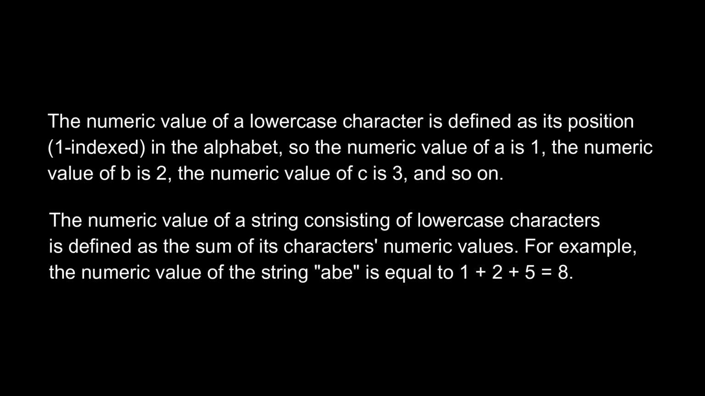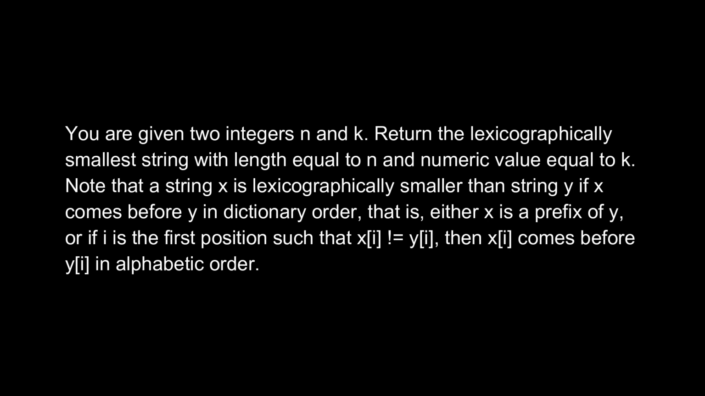The numeric value of a string consisting of lowercase characters is defined as the sum of its characters' numeric values. For example, the numeric value of the string "abe" is equal to 1 plus 2 plus 5, equal to 8. You are given two integers n and k. Return the lexicographically smallest string with length equal to n and numeric value equal to k.